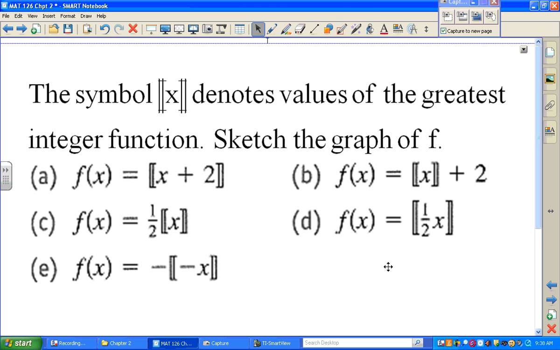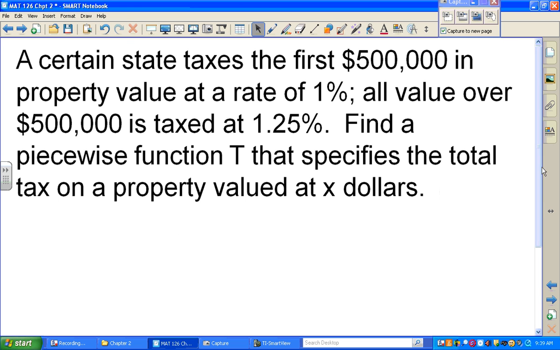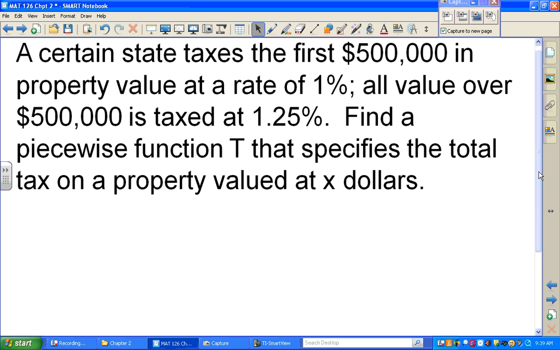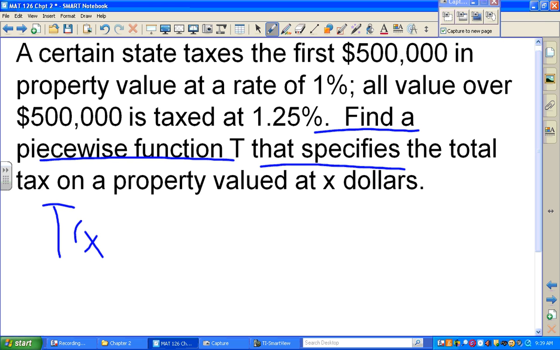All right. Last but certainly not least. A certain sales is taxed on the first 500,000 property value at a rate of 1%. This is for all the people that are going to pay property taxes in their lifetime. So pretty much everybody, except for Michelle. All right. Find a piecewise function. I'll call mine t of x. I'll show you how the first one works.